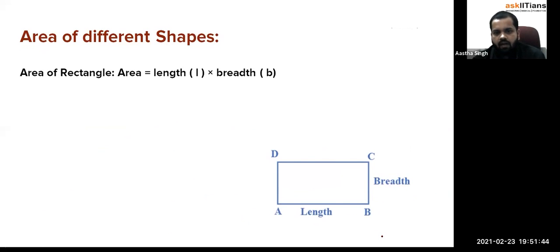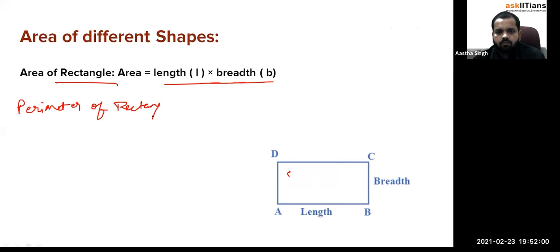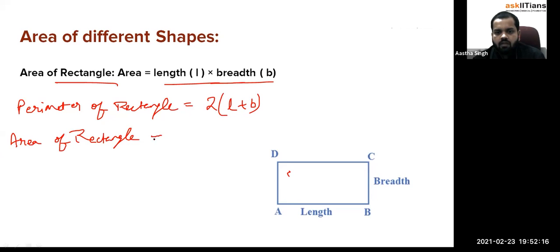Area of a rectangle, right? Now you have to calculate the area of a rectangle. Area of a rectangle is given by length into breadth. Let me tell you that the perimeter of a rectangle is equal to twice length plus breadth, right? So your area of a rectangle is equal to length into breadth.